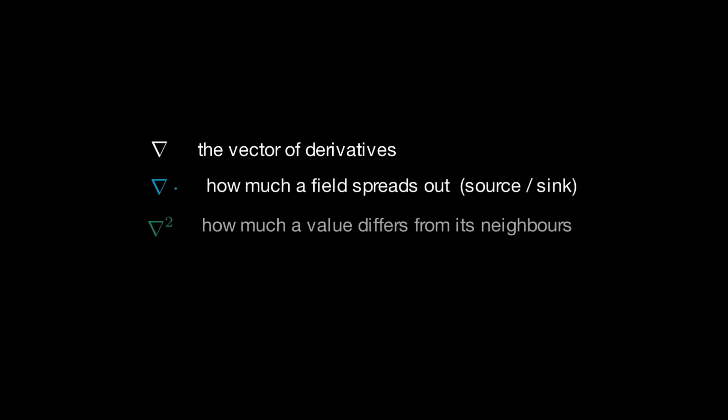So, three things to remember. Nabla is the vector of derivatives. Nabla dot tells you how much a field spreads out from a point, source, or sink. And nabla squared tells you how much a value differs from its neighbors, bump or dip. Read them that way, and the equations stop being code and start being sentences.